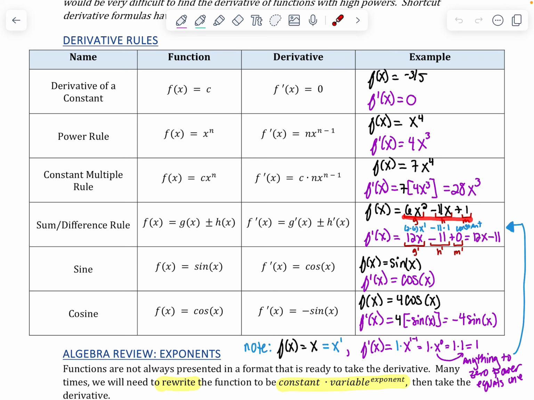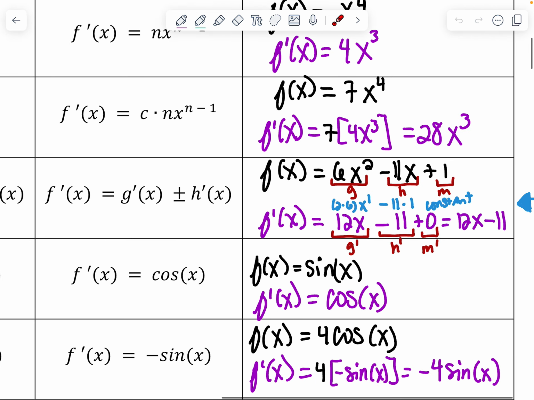So if I had the trinomial 6x squared minus 11x plus 1, I would think of the first term as my g function, multiply the 2 with the 6 that was already out front. That's a times. It's kind of hard to see. Let me zoom in. Subtracting 1 from the exponent. And even though we're going to multiply the 2 and the 6 to get a 12, we're also going to drop that 1 exponent to become an invisible 1 exponent.